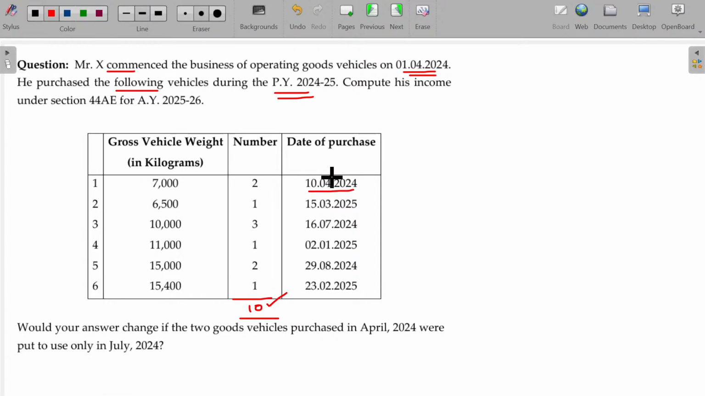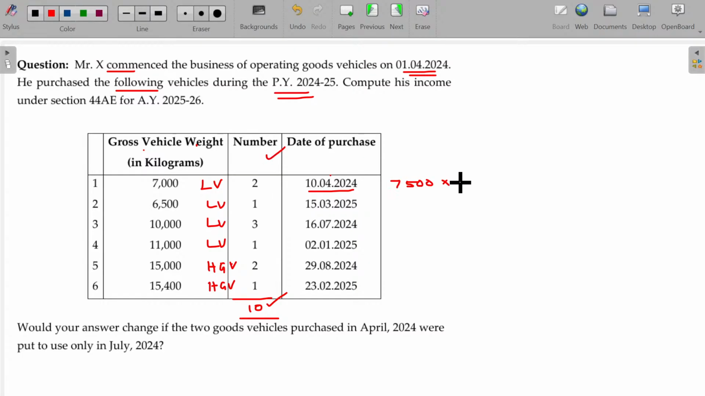This one was purchased in April and used throughout the year. Gross vehicle weight being 7,000 up to 12,000 kilograms. 12,000 kilograms or 12 tons, it will be considered as what? Light vehicle. So light vehicle, and heavy vehicle, heavy goods carriage, heavy goods vehicle. Clear? In case of light vehicle, 7,500 rupees per month.